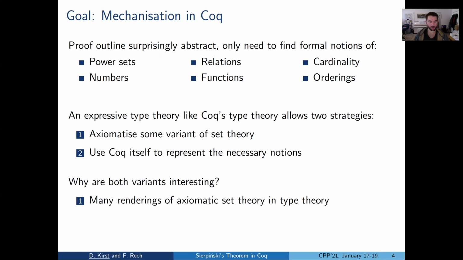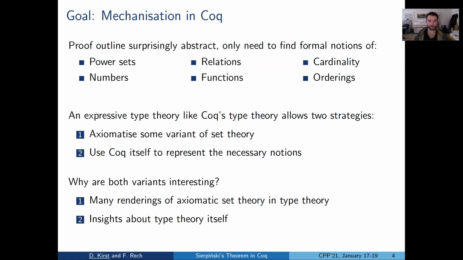And why do we do both? Well, the first strategy is a good case study of how set theory is best represented in type theory, because there are many different approaches. And the second strategy just highlights the fact that on a very high level, those two views on foundations of mathematics become pretty similar. And so many results from one foundation can be transported into the other foundation.